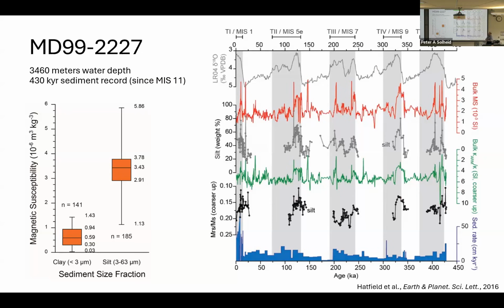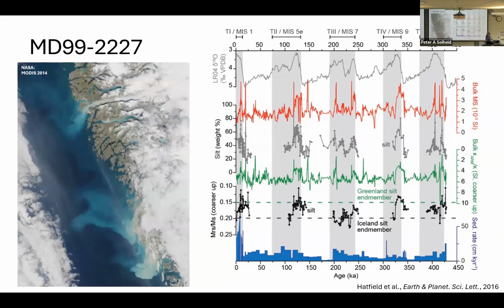And then we can do the same thing with the magnetic grain size records. So this is silt magnetic grain size now, and we can see how that changes. It kind of mimics the bulk susceptibility record. And if we put those end members of source on there now, what we see during these glacial terminations and interglacials is an increase in the amount of silt coming from Greenland.